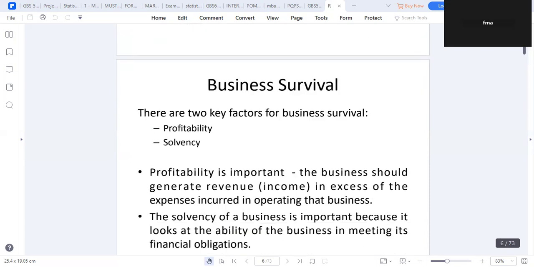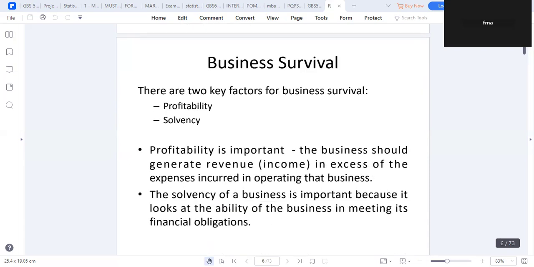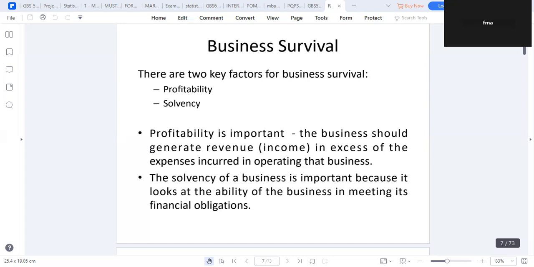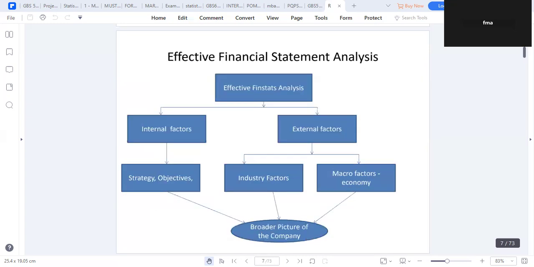So there are two key types of analysis that appeal to survival, and these are analysis to do with profitability and solvency. Profitability is important to a business because the business should be able to generate excess revenues above the expenses. Solvency, on the other hand, looks at the ability that a firm or business has in meeting its debt obligations. Financial statement analysis will look at the internal and external factors.